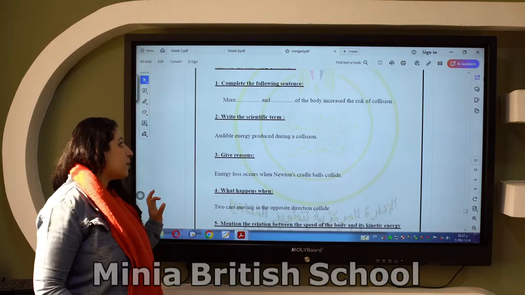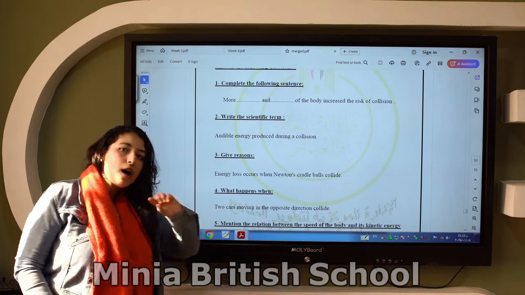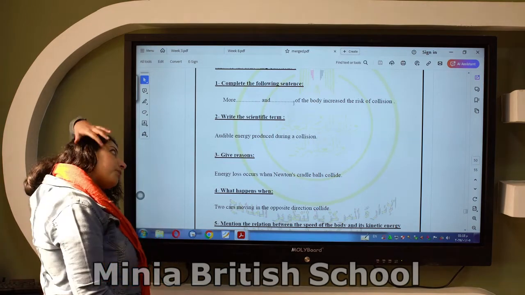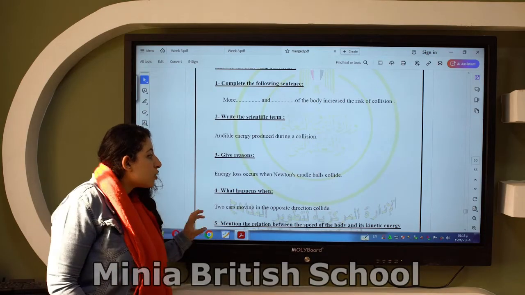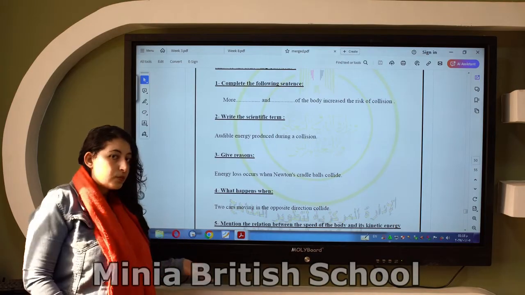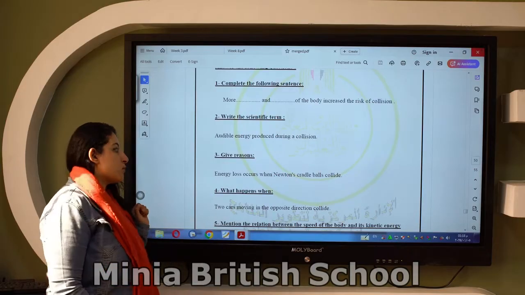Write the scientific term. Audible energy produced during a collision. Audible means I can hear. It's what? Sound energy. Give reason. Energy loss occurs when Newton's cradle balls collide. Which energy is lost? Thermal energy and also sound energy.